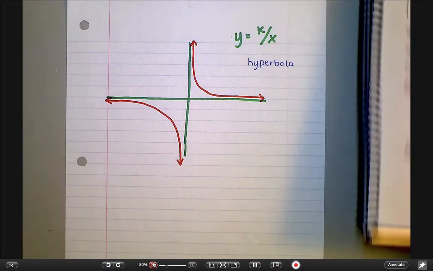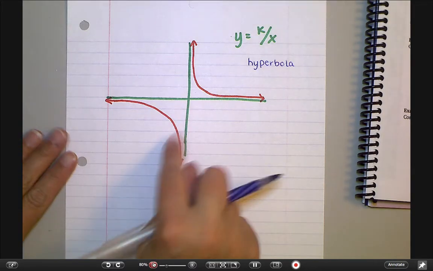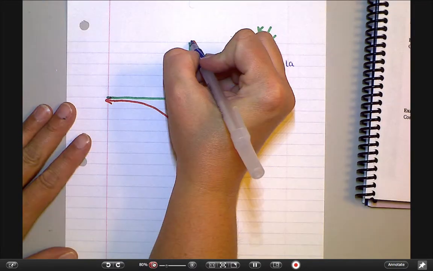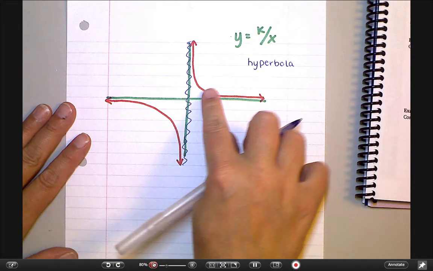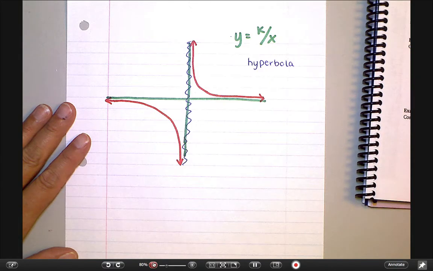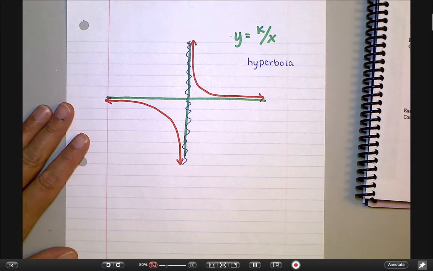I always refer to the asymptotes as like the electric fence. And you'll notice this graph has two of them. See this right here? My graph is going to get closer and closer and closer to that vertical line up here and down here, but it's never going to touch it.